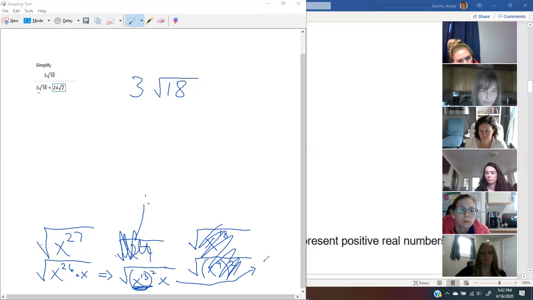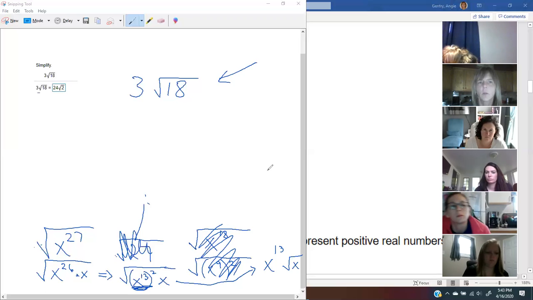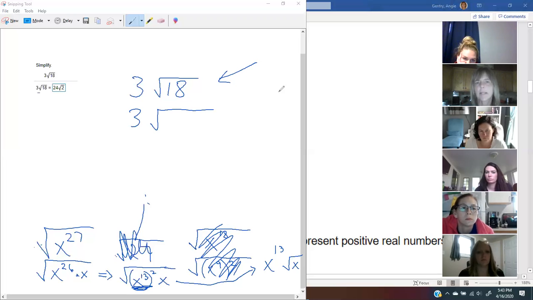I shouldn't be recording this. What a mess. X to the 13th, and then what stays under, you see? But this has to do with the exponent matching the index, or evenly divisible by the index. When you have something like this, there is no variable. So it's simply, you simplify it by breaking the 18 into the old-fashioned 2 times 9 and 3 times 3. See what I'm saying?